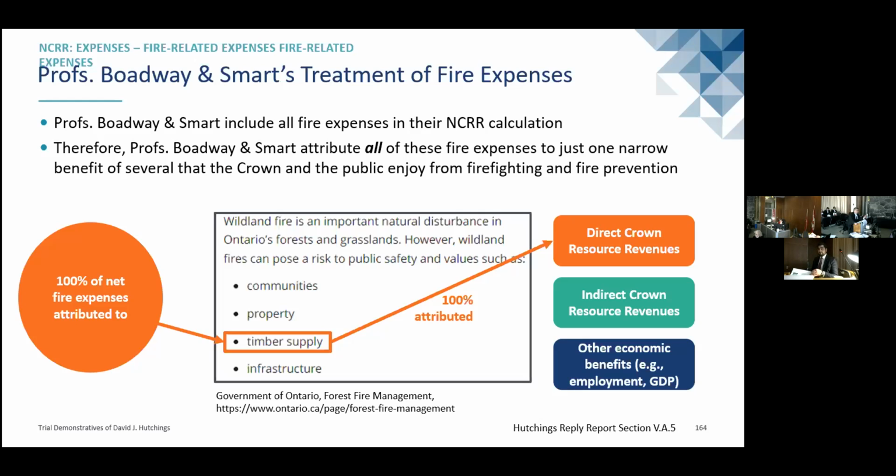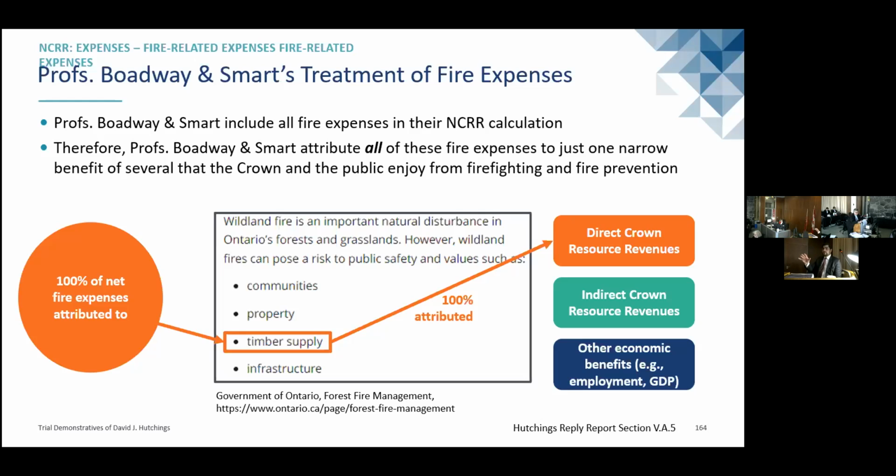So the way that Bodway and Smart then attribute net fire expenditures, they take 100% of the net, they apply it, instead of allocating any of it to the other communities, property or infrastructure or people or safety, they put it all to timber. And then within that timber, you've got a line saying 100% is attributed only to direct Crown resource revenues, but you don't have a line going to indirect or other economic benefits. I just want to make sure I understand that. That's right.